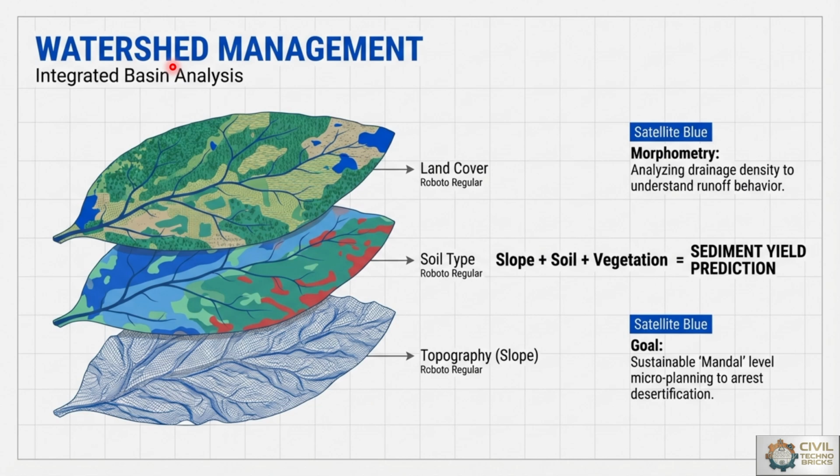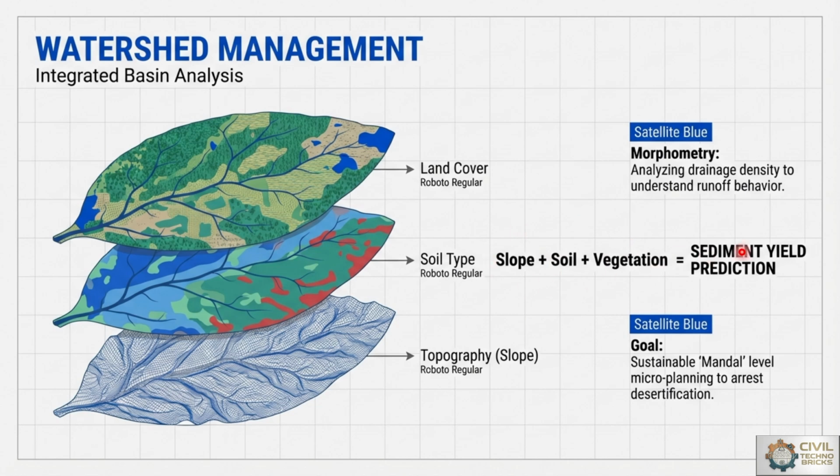Most important is watershed management, where we use integrated basin analysis with reference to layer by layer imagery. So the basic layers will be the topography layer, which gives the slope, then the next layer will be the soil type, and the next layer will be the land cover. So here we check the satellite morphometry, that gives the analysis of the drainage density or the watershed density to understand the runoff behavior of that terrain with reference to gradient and slope. These are the characteristics of topography. So here slope, soil, and vegetation are the three conditions.